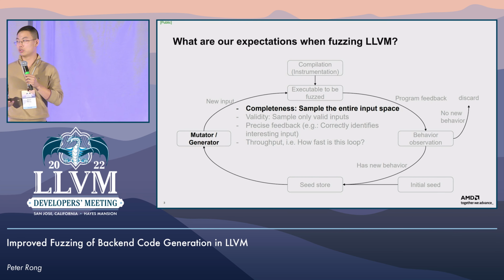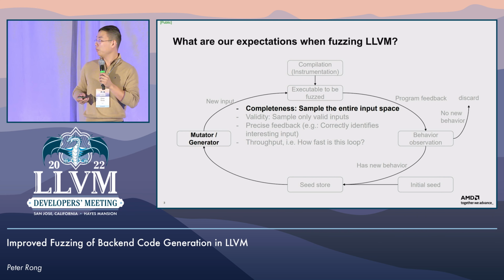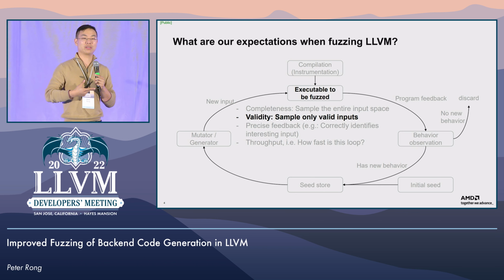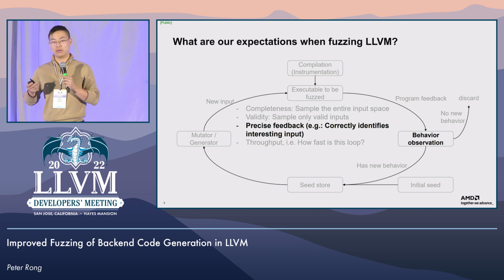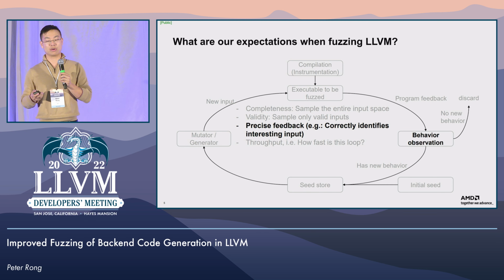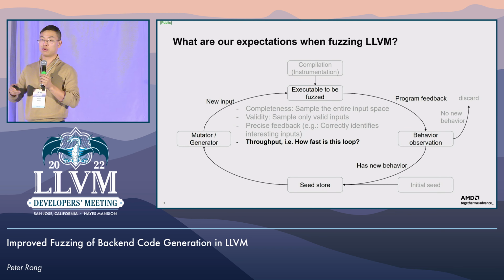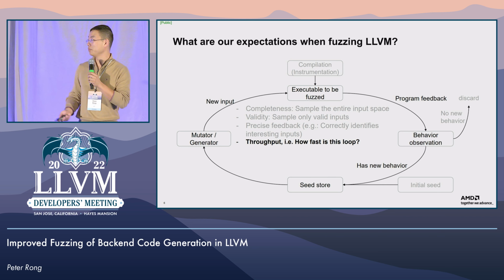First of all, we want the input to be complete. We want to be able to generate all possible inputs that are out there. But second, it's kind of conflicting: we don't want invalid input to get in there. If the program aborts early because you send it invalid inputs, that's just not interesting. And third, something not many people have noticed, behavior monitoring. You need to know very precisely if you have executed new stuff. And eventually, throughput: how fast is this loop turning? The faster you're going, the better you're testing, right?